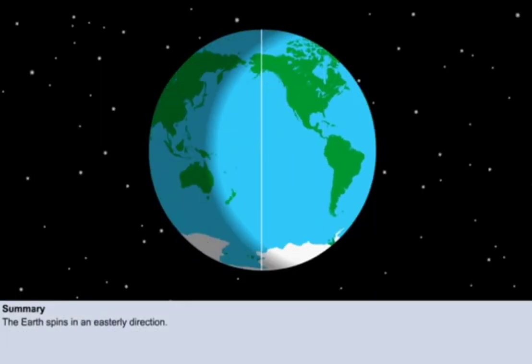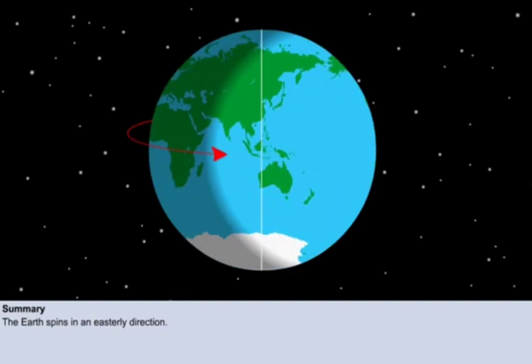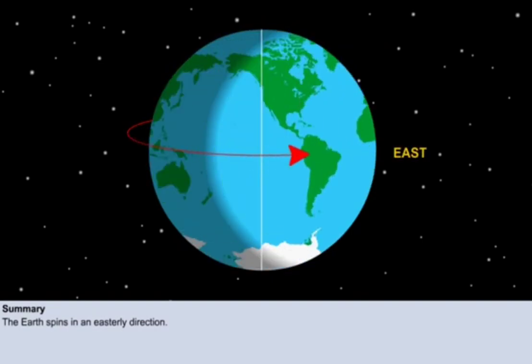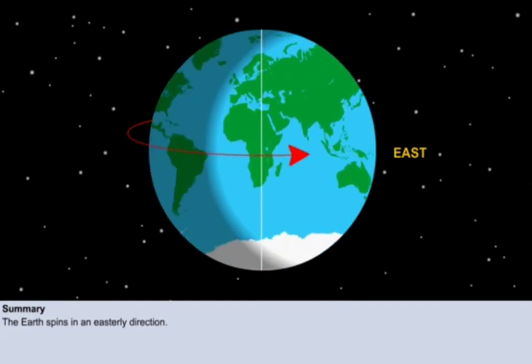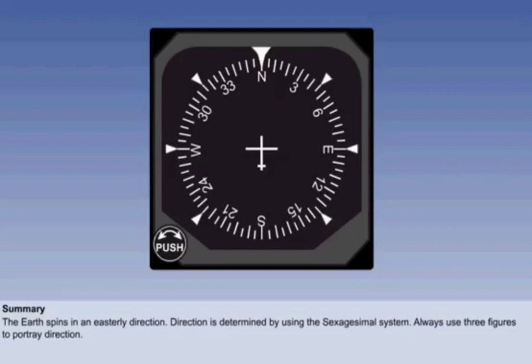To summarize, we have seen how to define the cardinal and quadrantal points, based on east being the direction in which the Earth is spinning. The cardinal and quadrantal points are insufficient for accurate navigation, and we therefore use the sexagesimal system to determine direction. Remember to use 3 figures when referring to direction. A reciprocal is the opposite of a given direction.